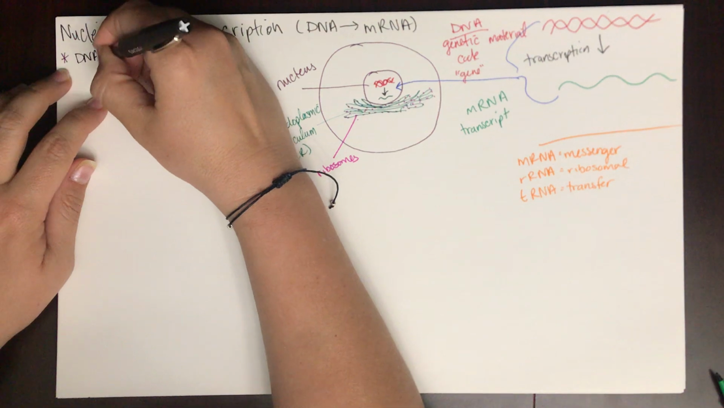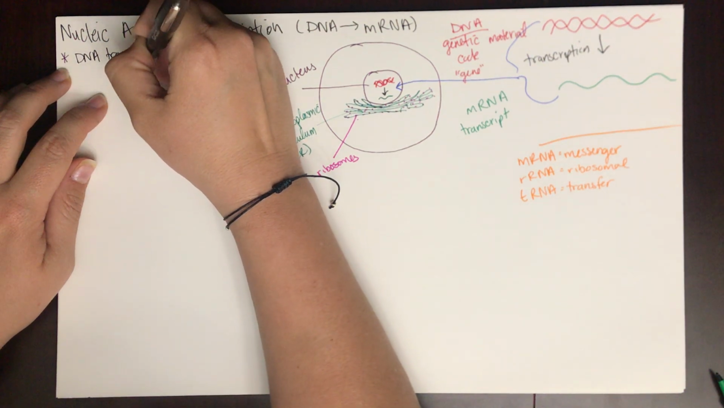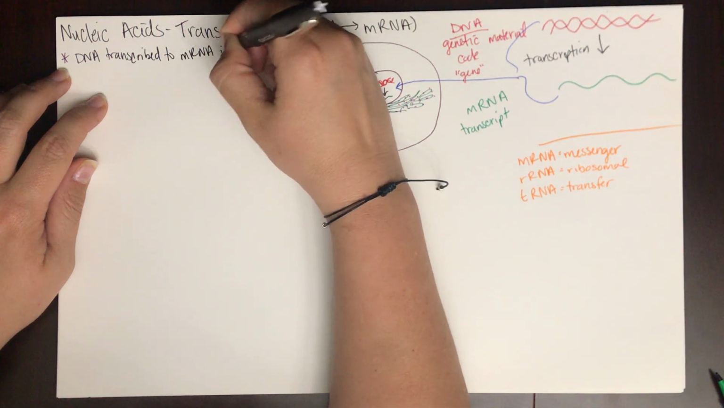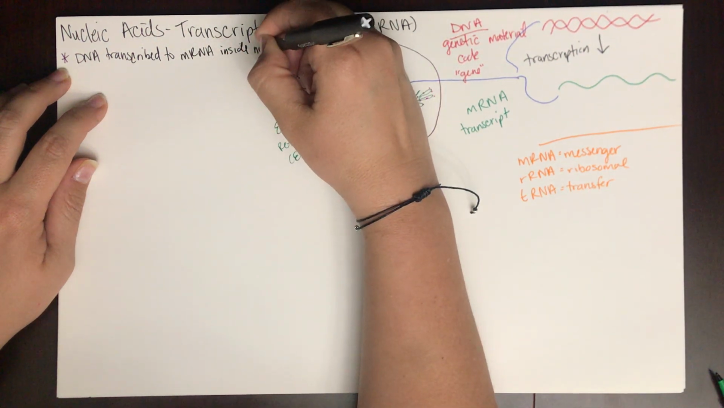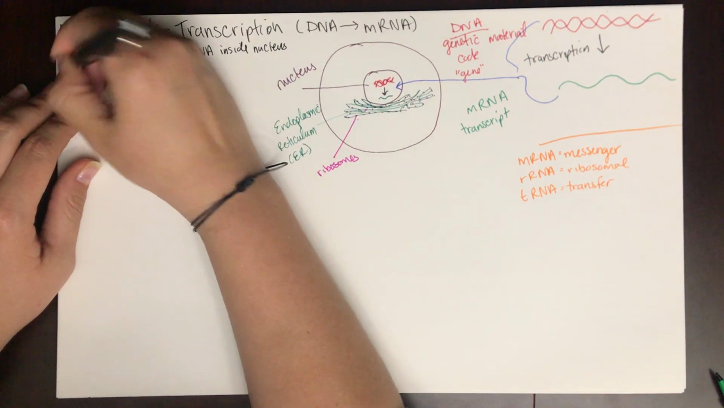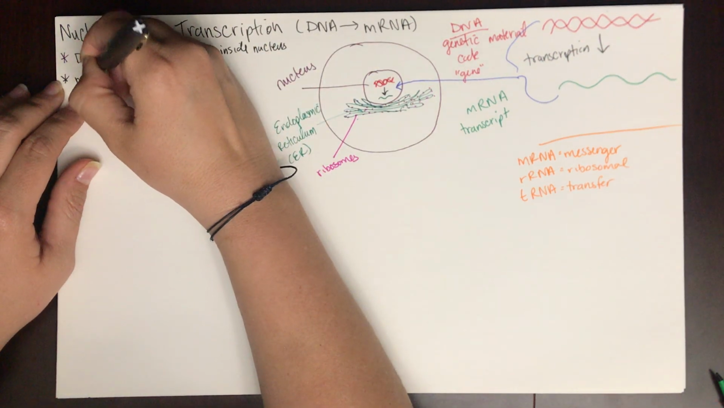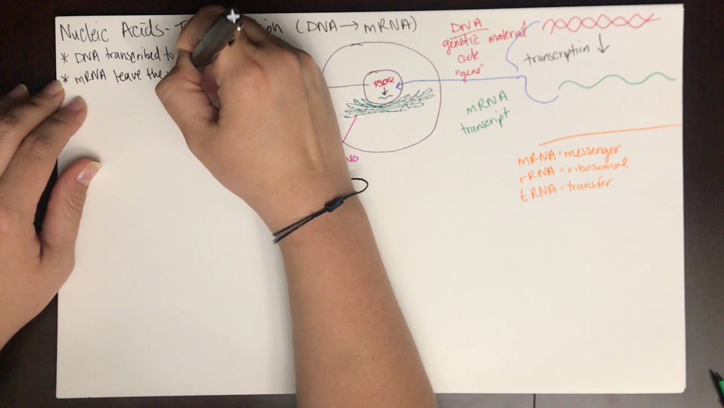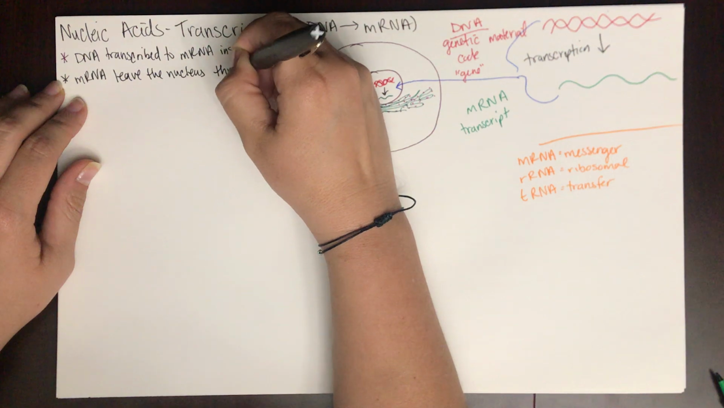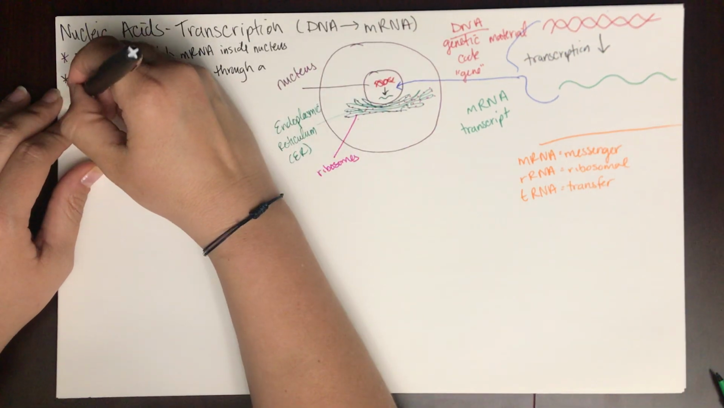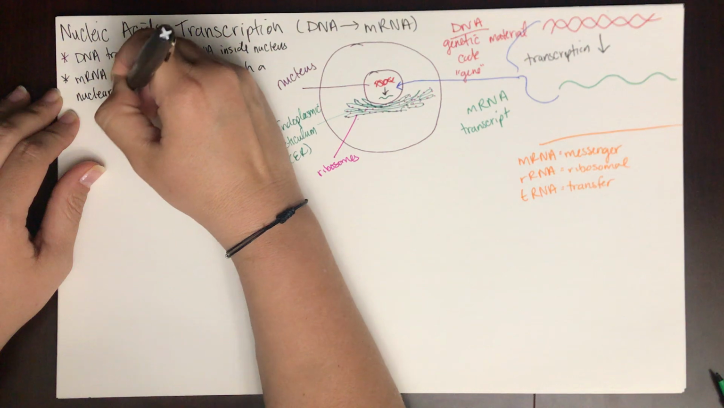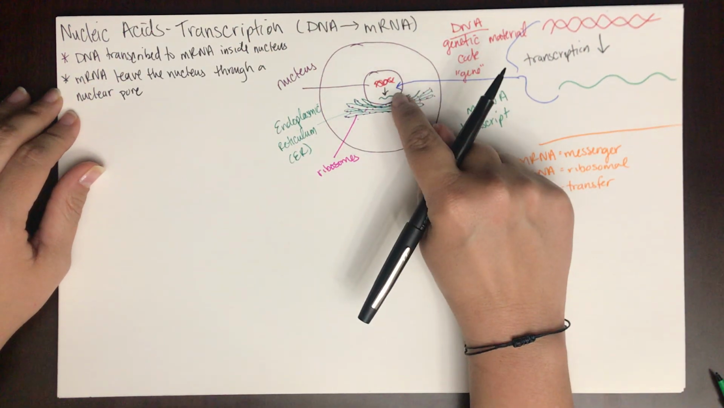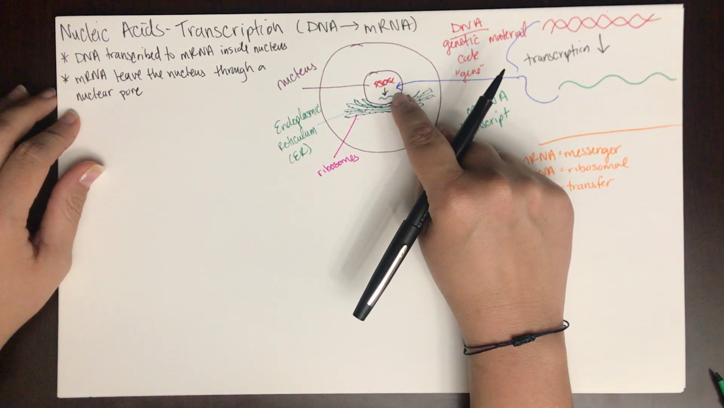So I'm going to write: DNA transcribed to messenger RNA inside the nucleus. The next thing that's going to happen is the messenger RNA is going to leave the nucleus through a nuclear pore. So there will be these little pores all through the nucleus. Messenger RNA is allowed to leave the nucleus through a nuclear pore.